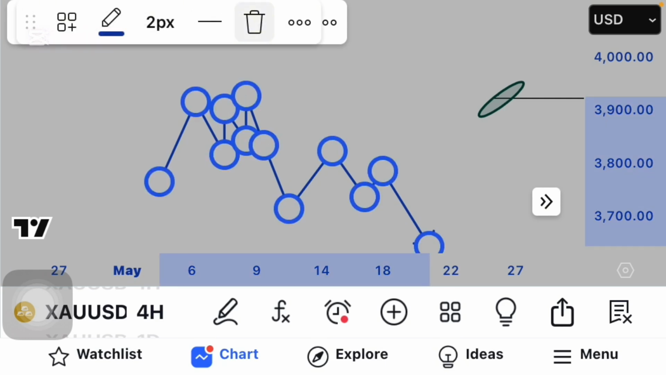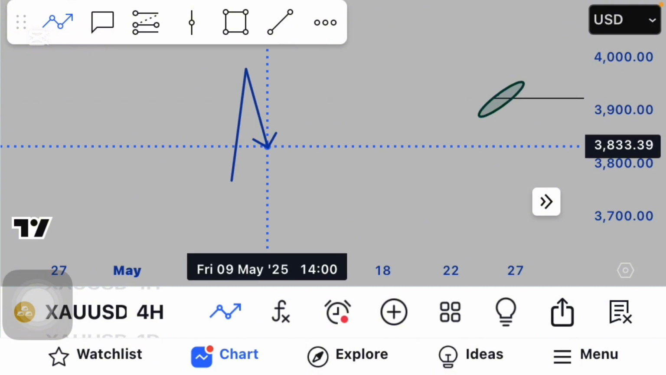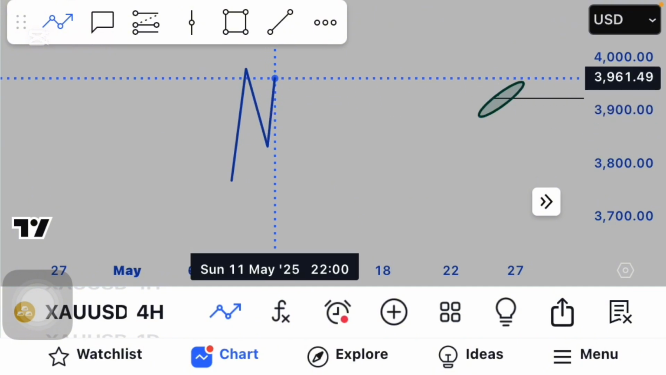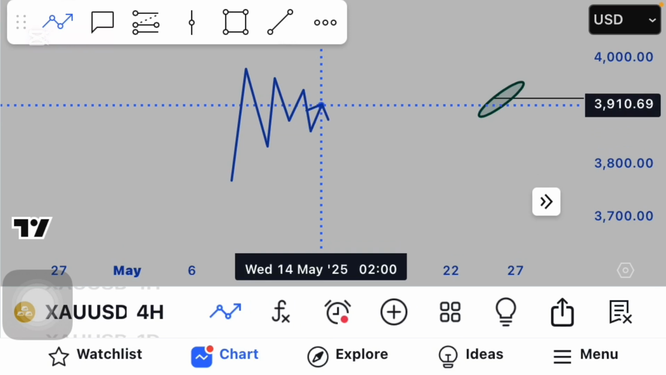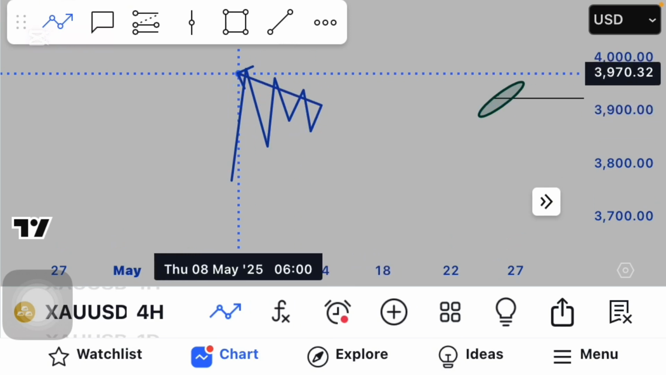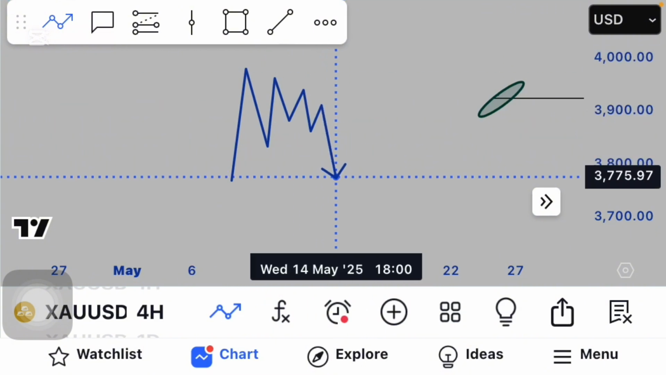The market is not going to go straight, right? It's going to form some patterns in here. This is your inception point. If here is not taken out, you are still selling.